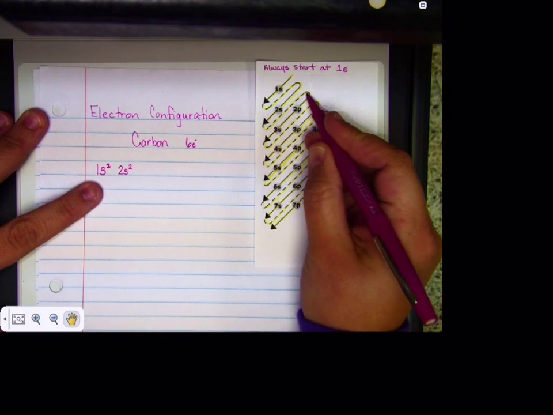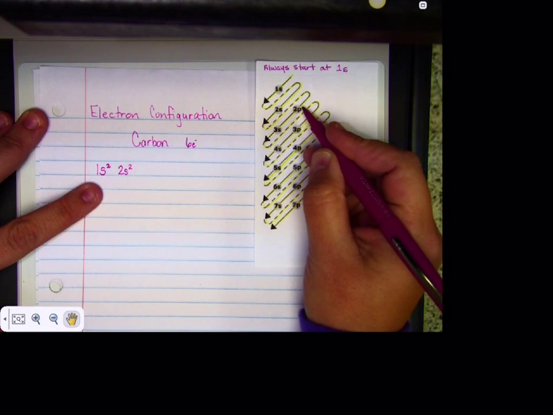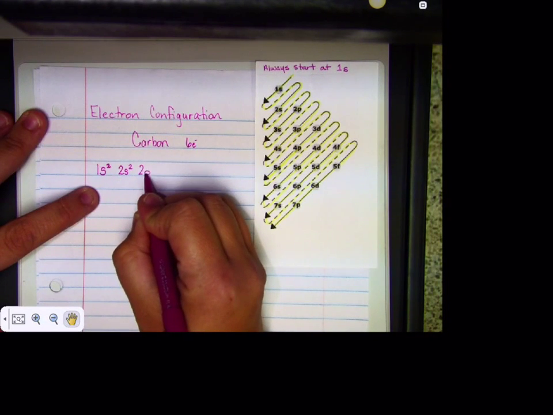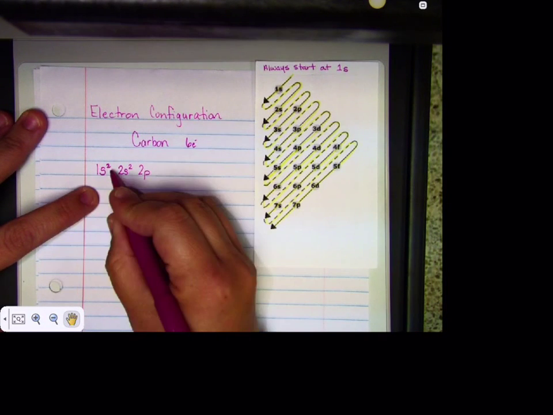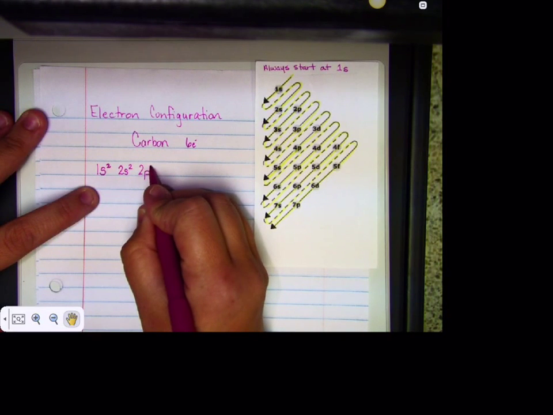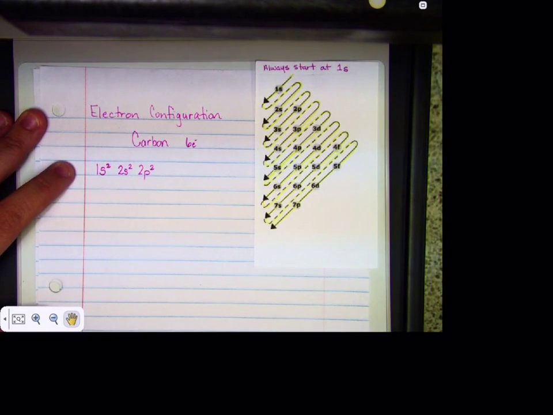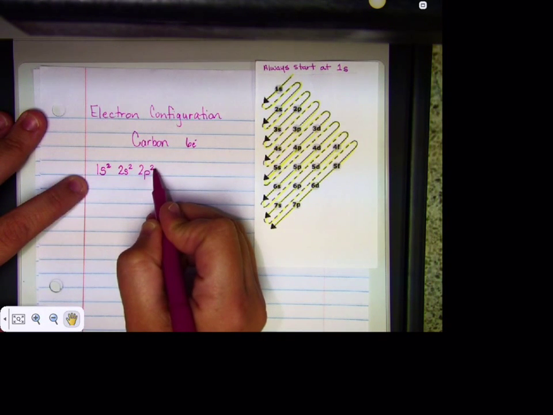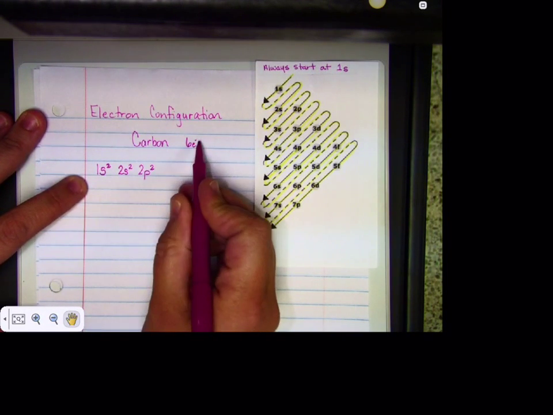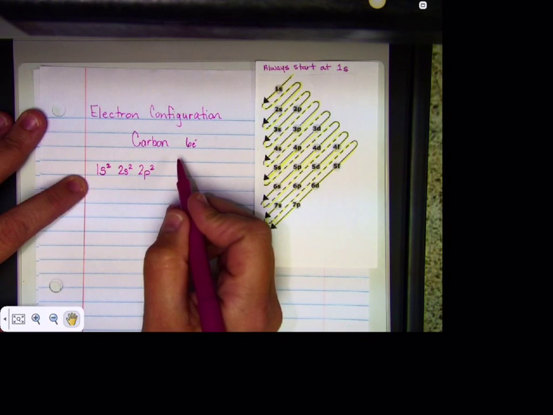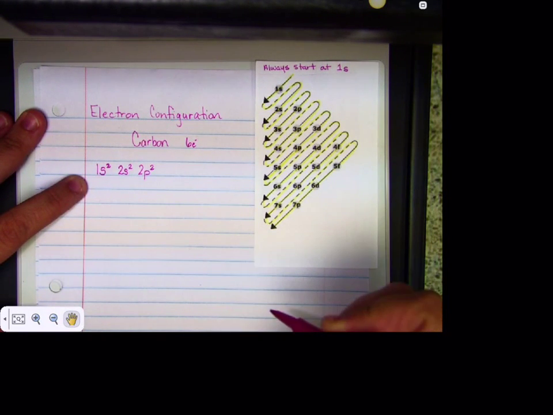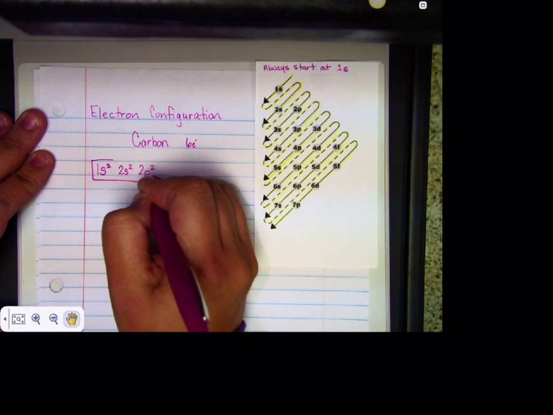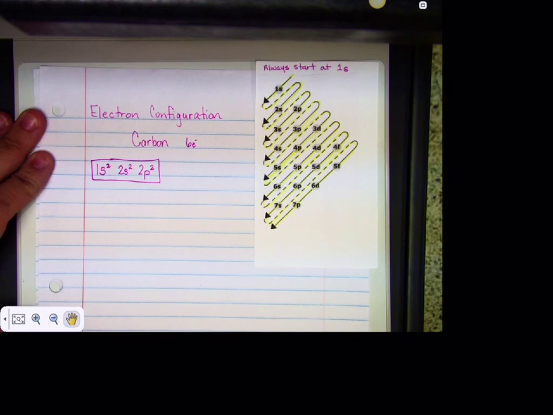Now I'm going to follow the Aufbau chart, and it says my next set of electrons are going to go into the second energy level, but they're going into the P sublevel. And I need 6, and I've already got 2 plus 2, it's 4, so I need 2 more to make a total of 6. So 2 plus 2 plus this exponent 2 here. All those exponents added together equal the atomic number 6 for carbon. So that is your finished electron configuration for carbon.